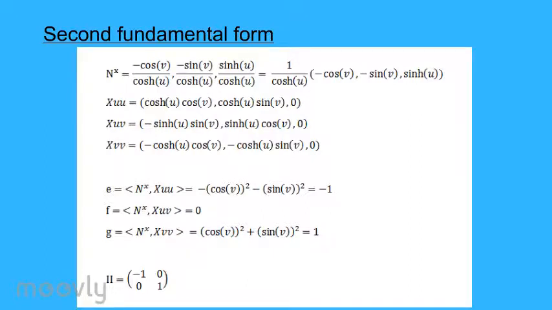The second fundamental form is given by two steps. First of all, you have to work out the Gauss map. The definition is shown below. Similar to the first fundamental form, you have to work out three coefficients, little e, little f and little g. Little e is given by the inner product of xuu and nx. Little f is given by the inner product of xuv and nx. Little g is given by the inner product of xvv and nx. The matrix of these coefficients is given below. The second fundamental form shows how curved a surface is.